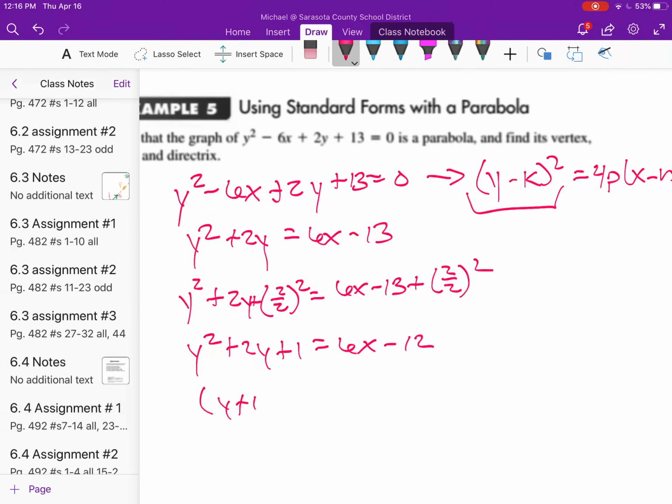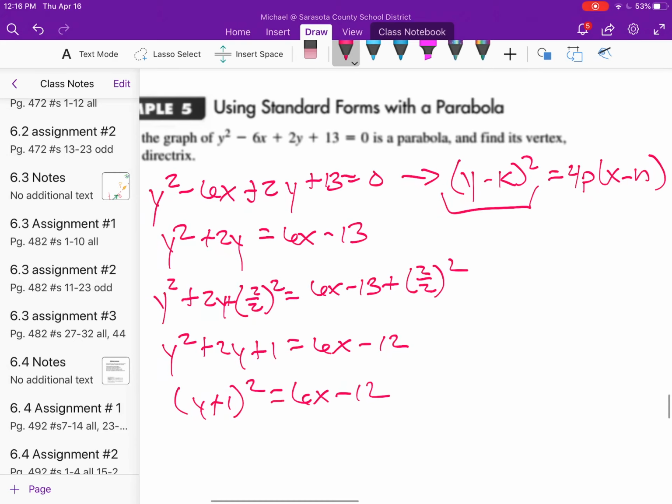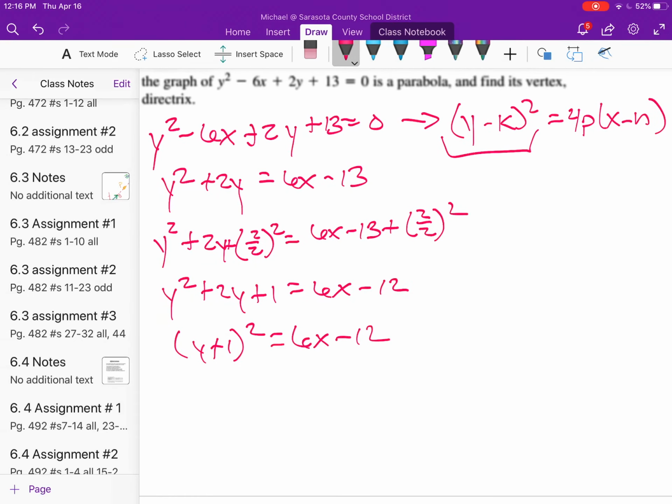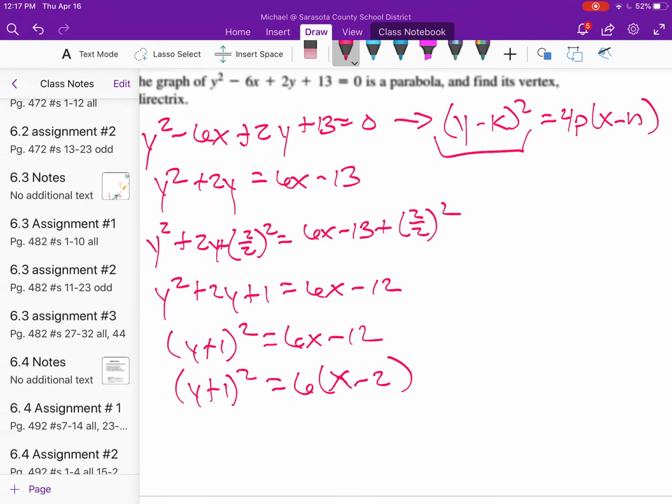And then we end up getting y plus 1 quantity squared. And now we're looking a little bit more like what we should. One more step. We need to factor out the common factors so we can just have x as a coefficient of 1 inside of the parentheses. So we get y plus 1 squared equals 6 times x minus 2. And then at this point, we can clearly identify the vertex, the focus, and the directrix.